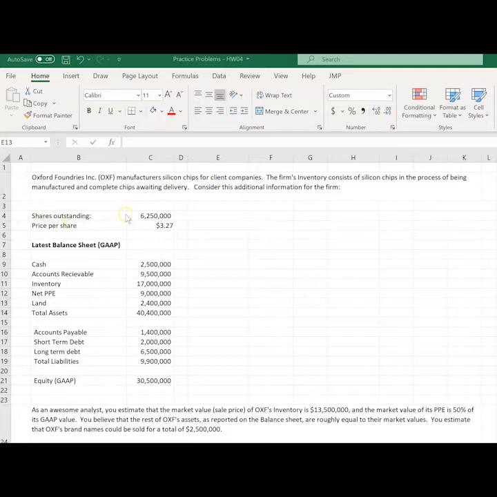Then we're given how many shares are outstanding, the price per share, and a little bit of balance sheet information right here. We're not going to go through all that; we'll use it as we solve the problem. And then we're given some additional information down here.